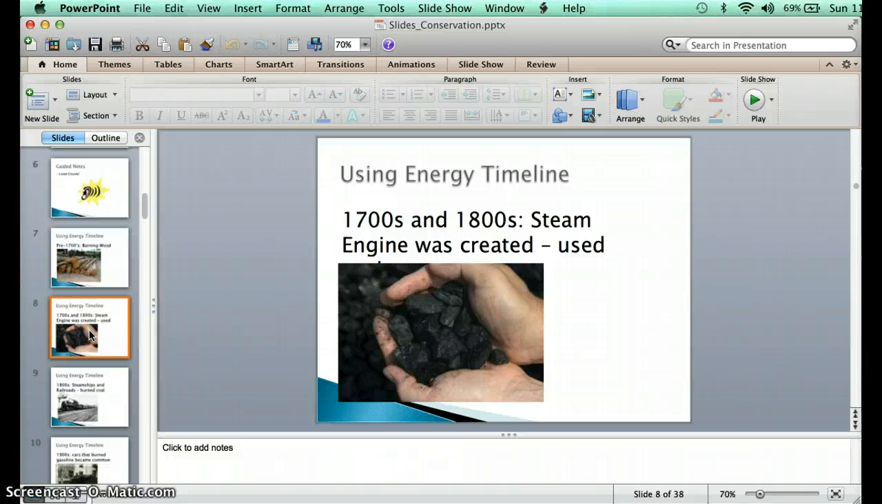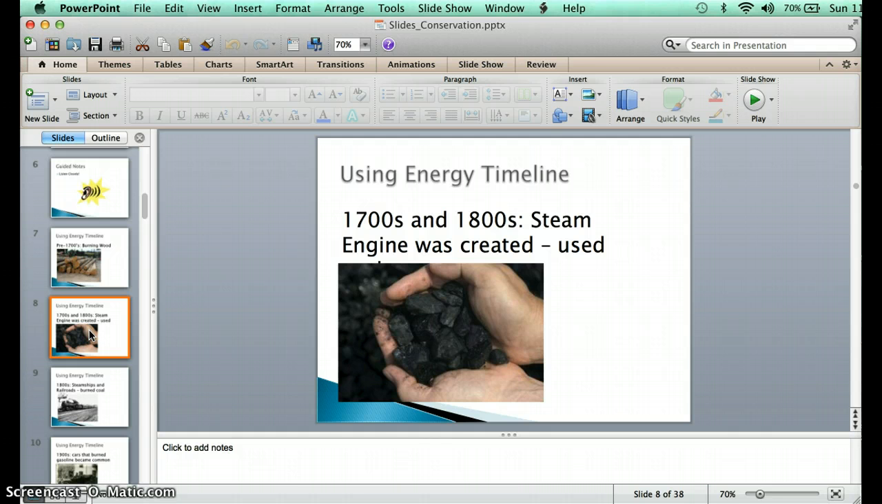So what we would do is take these chunks of coal, and in a coal factory we would burn the coal to produce steam. Okay, and the steam would create electricity. Okay, so this is when we started using coal for electricity.